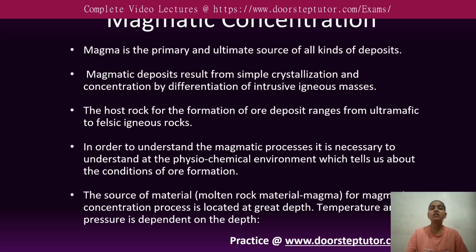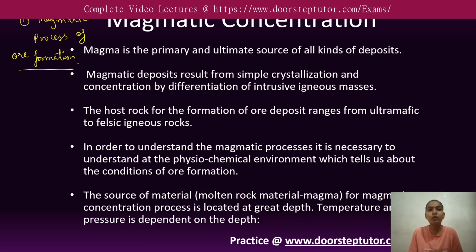Now start with the first: what is magmatic concentration, or magmatic ore deposit formation? So this is the first magmatic process of ore formation. Magmatic means magma. Here magma is the source for all the ore deposits. In an ore we have a mineral and the gangue. All the minerals and all the gangue present in the ore deposit come from the magma.